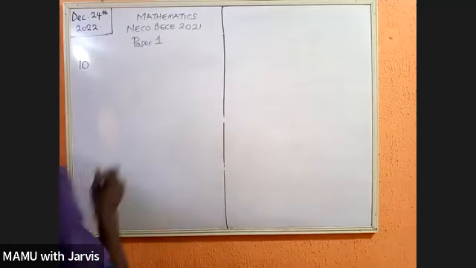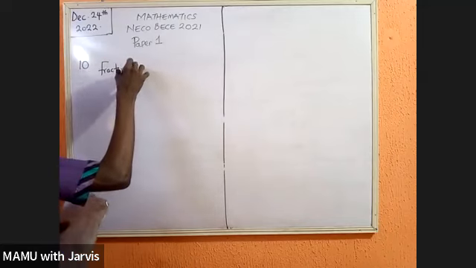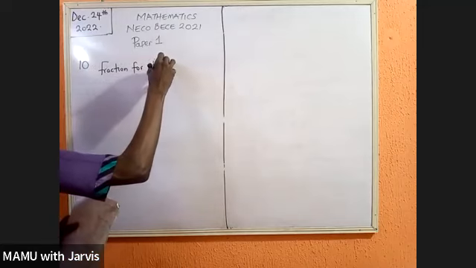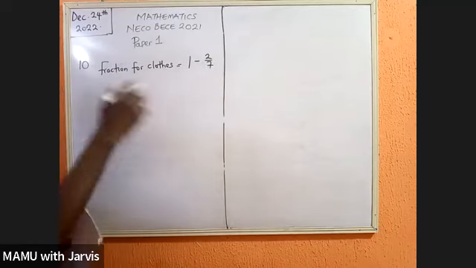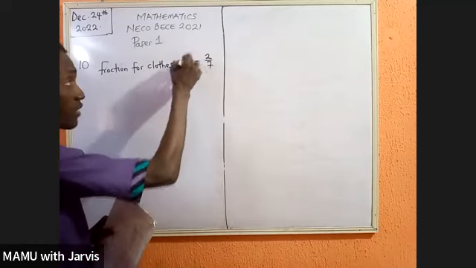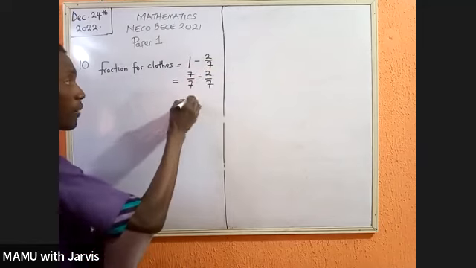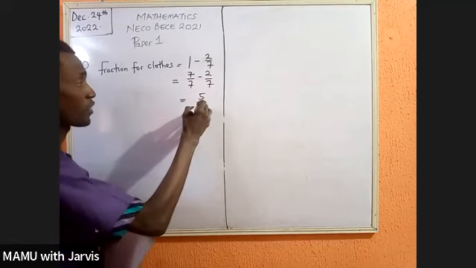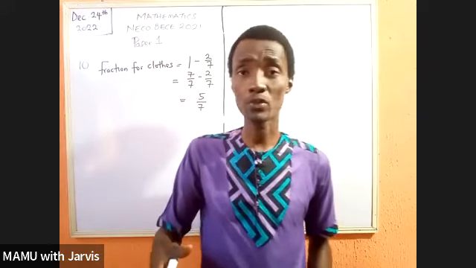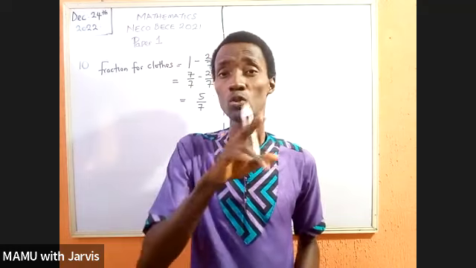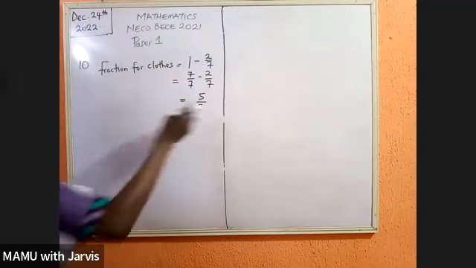So fraction for clothes, 1 minus 2/7. We said that the whole process is 1. This 1 can now be 7/7 minus 2/7. By our concept of like fraction, this becomes 5/7. The concept of like fraction says that if the denominators are the same, you subtract the numerators. So that takes care of that.